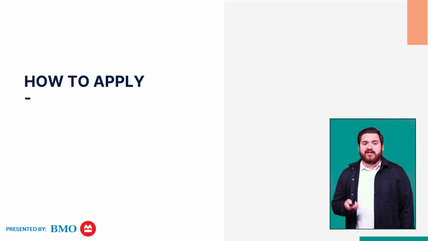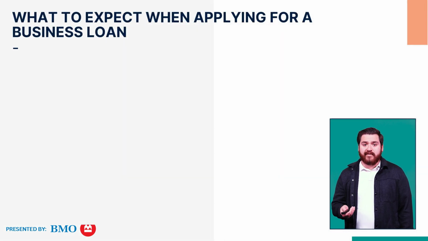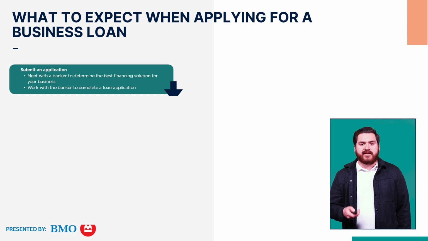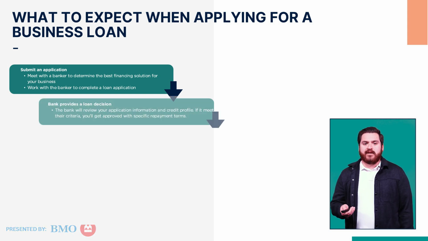How to apply? So now that we have covered funding options and banking strategies, let's talk about how to apply for a business loan. When applying for a business loan, these are the steps you should expect. To begin, you will submit an application to the lender. This includes gathering all of the documents that the lender requests and working with the lender to complete the application.